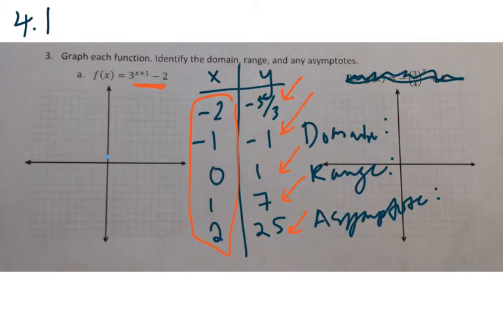Then I have -1, -1, which should be right here approximately. Then I have -2, -5/3, so that's like -1 2/3. So it's like right there. Then I have 1, 7, so 1, 2, 3, 4, 5, 6, 7. And then 2, 25, which goes off my page.